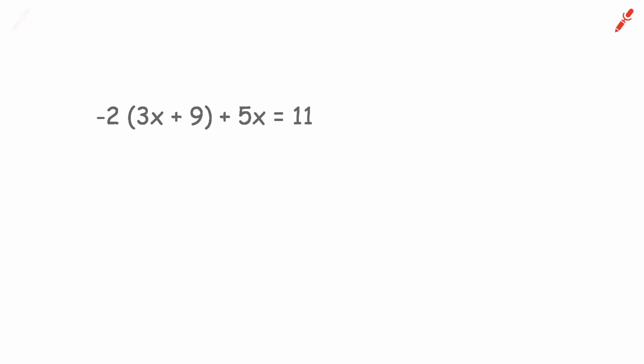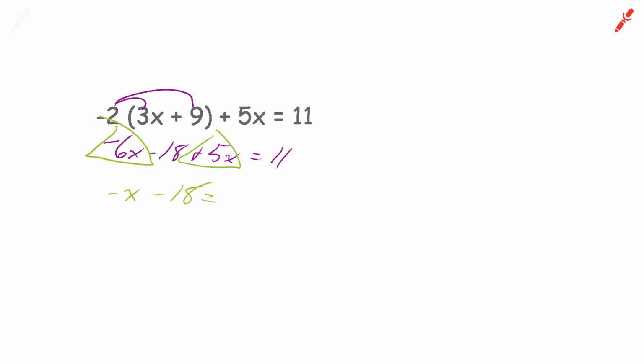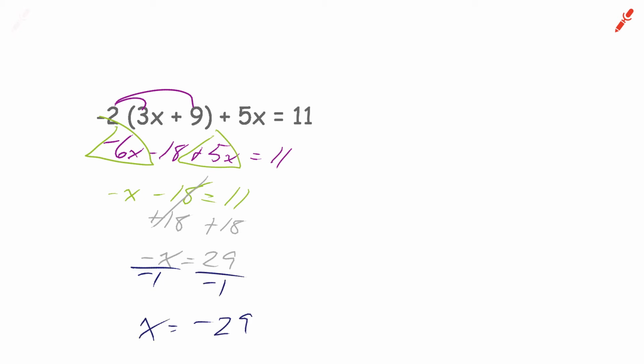So I'm going to go ahead and solve this. So I distribute the negative 2. I get negative 6x minus 18 plus 5x equals 11. I identify and combine my like terms. I get negative x minus 18 equals 11. I add 18 to both sides. I get negative x equals 29. I divide both sides by negative 1. I get x equals negative 29.